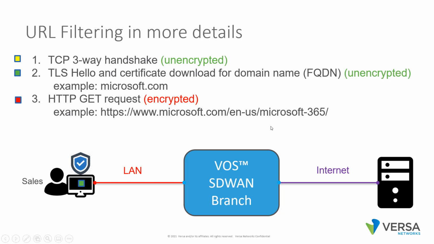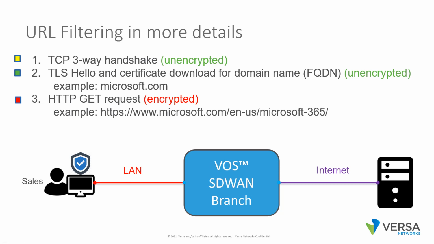Of course, after the second step, we establish the secure encrypted session, and inside of that encrypted session, we start passing the actual data. So there's going to be an HTTP GET request, where we will request the actual URL which we want to request from the website. For example, it's going to be www.microsoft.com, Microsoft 365. So this is what is going to be in the HTTP GET request, the actual request which is sent from the browser to the internet resource.